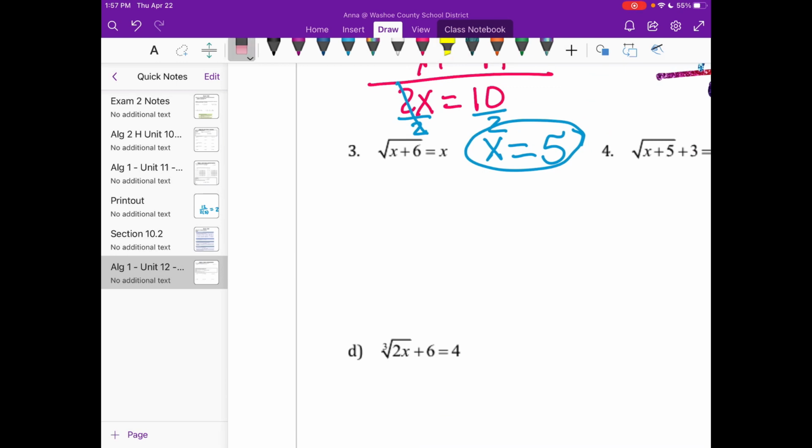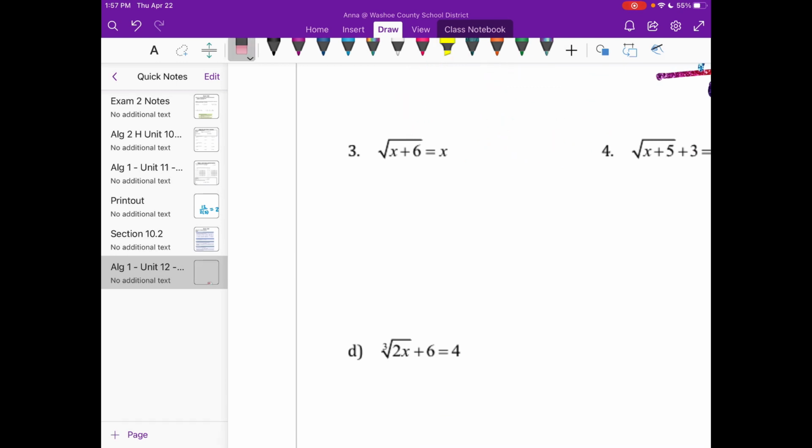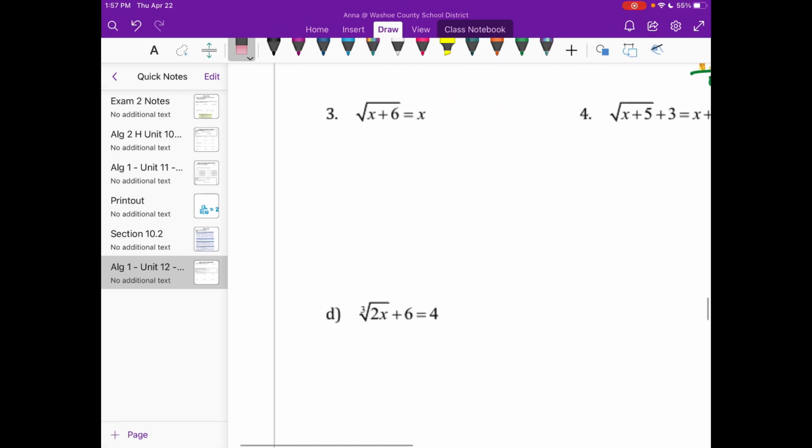Number 3. So we still have our same goal, get the radical by itself. So I have to get this radical x plus 6 by itself. Well, there's nothing over there, so yeah, we can go ahead and square both sides because we got to get rid of this guy. Okay, so squaring means the square root goes away, so I have x plus 6 equals x times x is x squared.